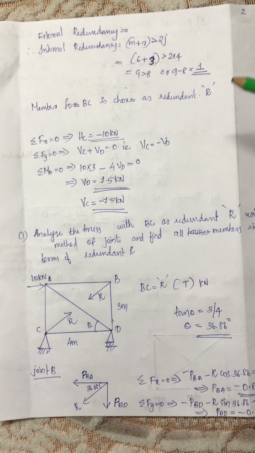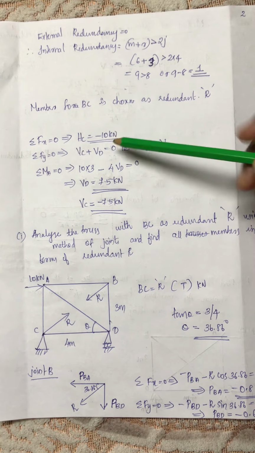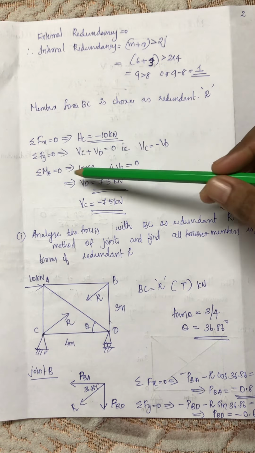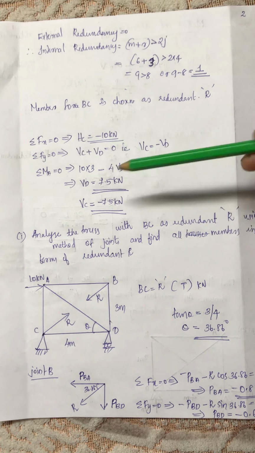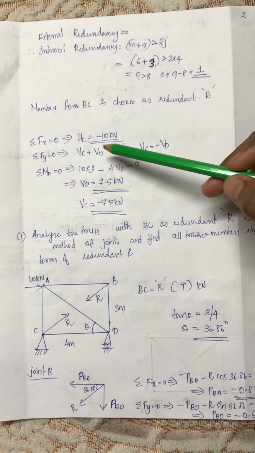Before that, we can just apply the equations of equilibrium, that is sigma Fx equal to 0. Then we get HC equal to minus 10 kilonewton. Then use sigma Fy equal to 0. Here there are no vertical loads acting, therefore VC plus VD equal to 0, which implies VC is equal to minus VD. Then take summation MA equal to 0.